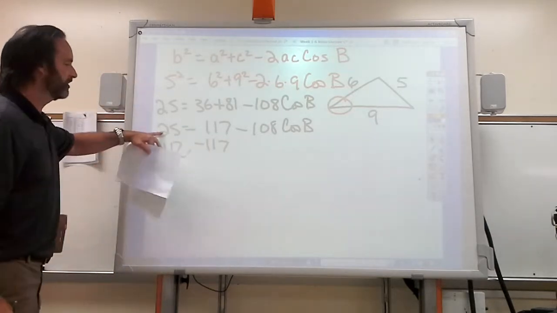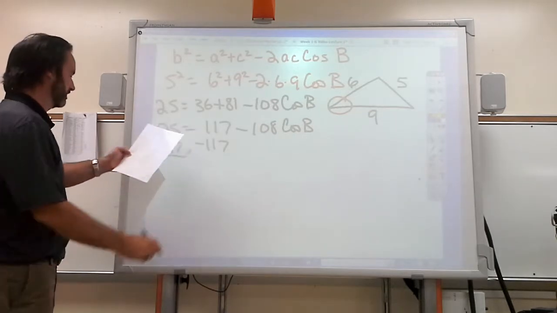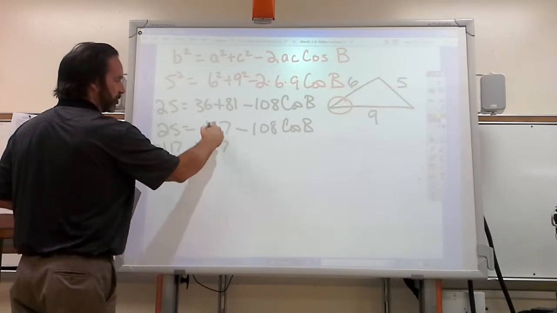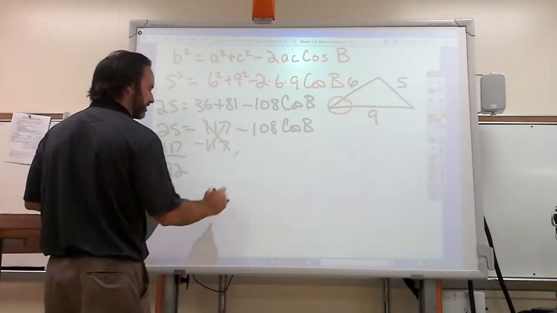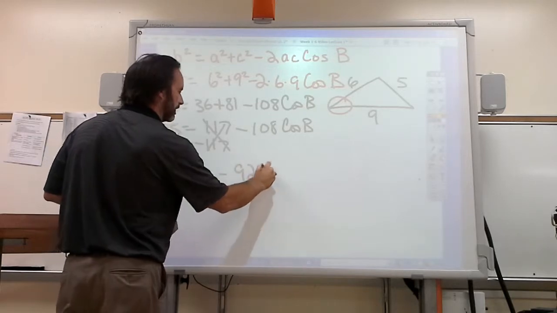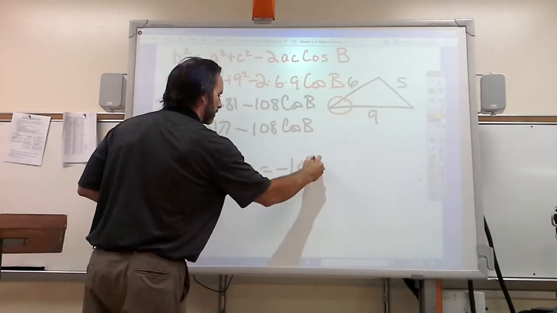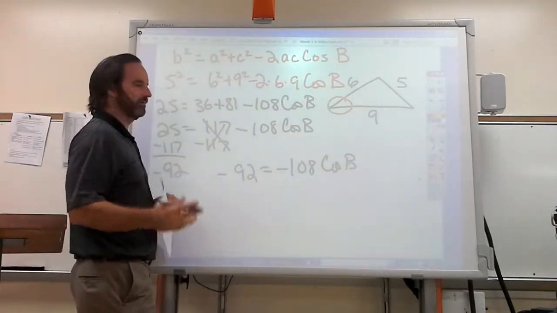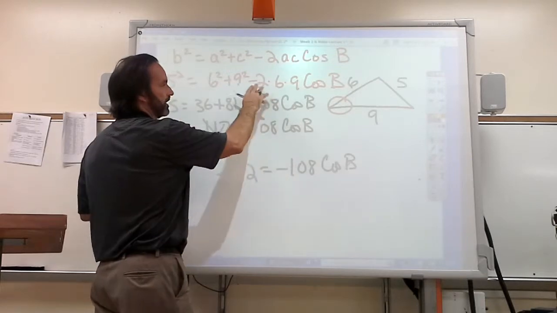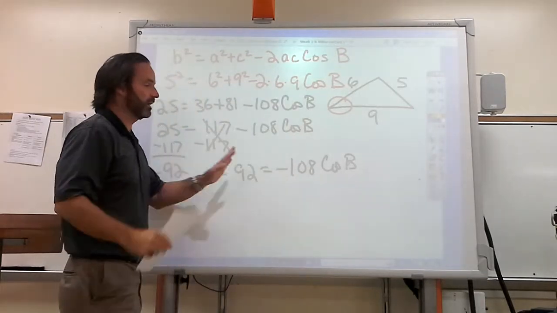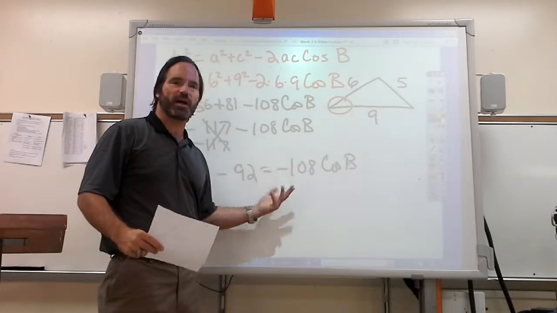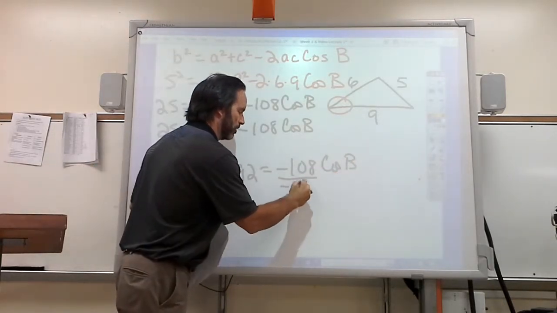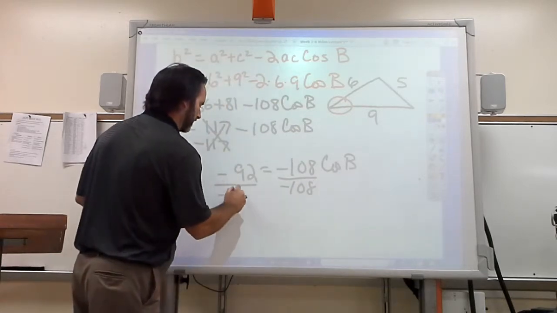All right, 25 minus 117 is negative 92. 117 minus 117 is gone. So negative 92 equals negative 108 cosine of b. We divide, and then this part here, which came from the negative 2ac, goes. This part here, we solve for by dividing. This is factors, this times this. Negative 108 divided by negative 108.